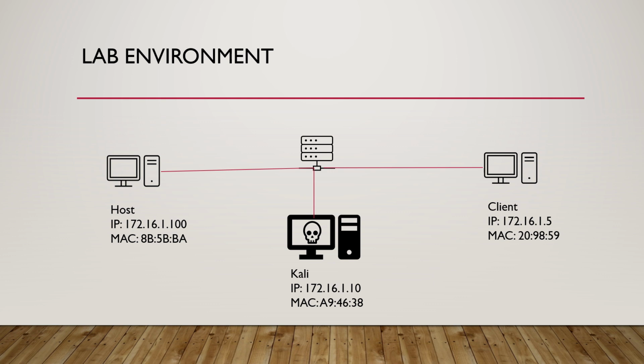So for example, if a computer named client asks for the MAC address of the computer with IP address 172.16.1.100, well, if it's not in its cache, it's going to send that ARP broadcast out. The Kali Linux box here in this case could, by using some easily available tools, poison the ARP cache by fraudulently responding to that ARP request.